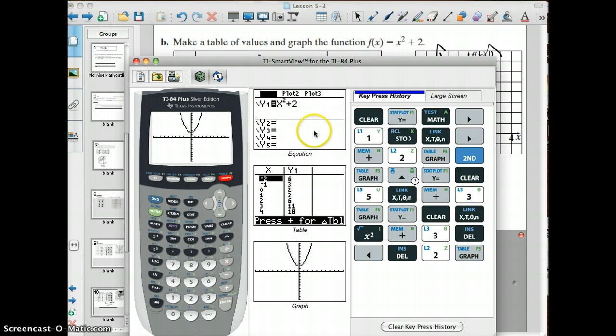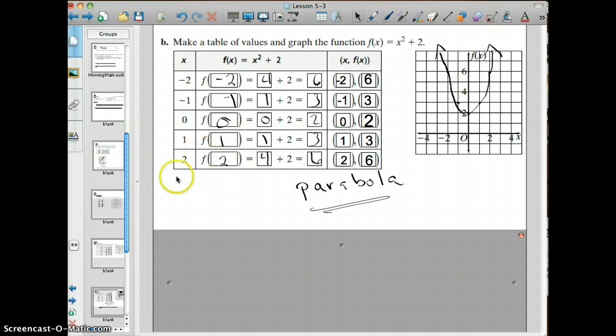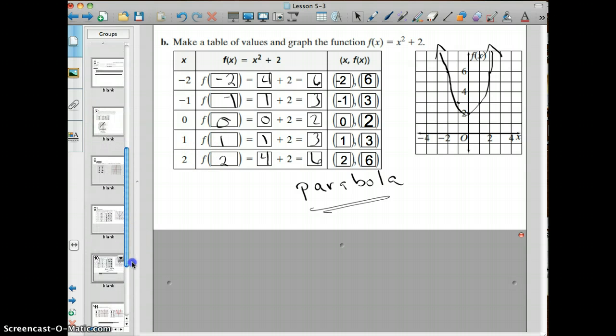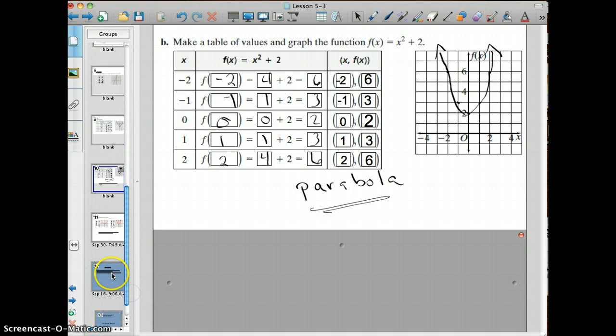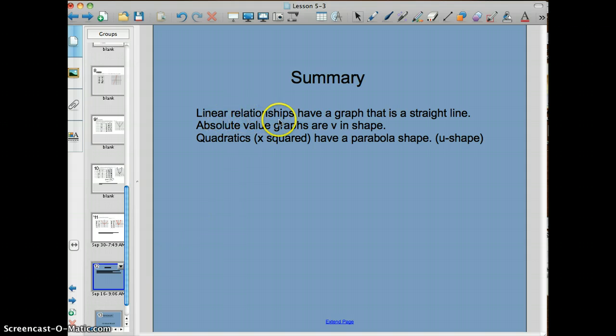Here's my equation again. So just to kind of review everything a little bit, linear relationships have a graph that is a straight line. Anytime you're going to have an absolute value graph, the shape is going to be a V, and there are ways to flip that over as well. Quadratics, when the x is squared, are going to have a parabola shape, which is a U.